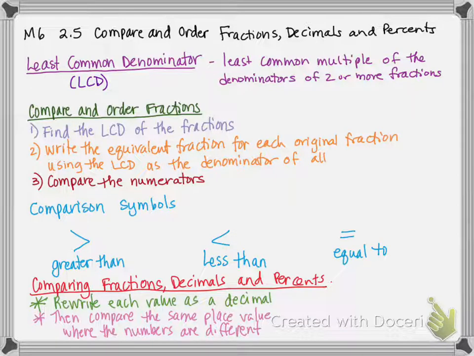Now, I will make one suggestion. That number lines, if you're good at graphing on a number line, number lines are useful to compare values. Now, if putting things in the right place on number lines is not your best skill, then that strategy may not work as well. But some people like that visual to help them.